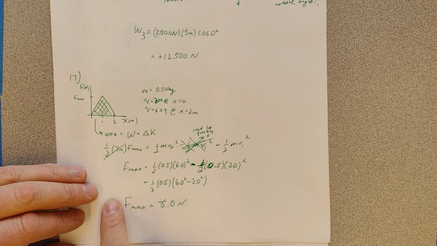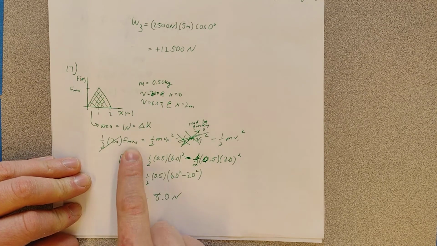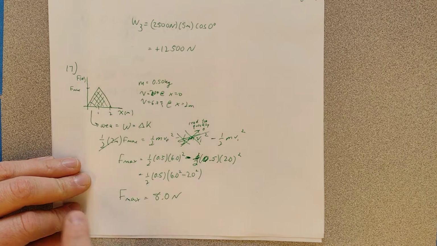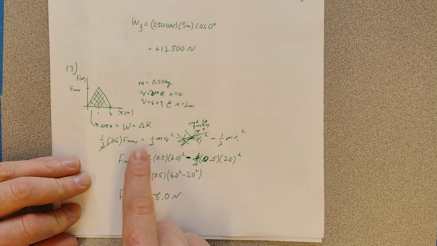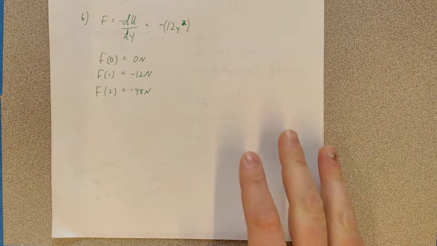So the area under the curve, all right, 1/2 base times height. The height is the unknown variable, which is kind of unique. So you're solving for F max, which is the height of that triangle. 1/2 base times height equals 1/2 m v final squared minus 1/2 m v initial squared. You get an F max of 8 newtons.